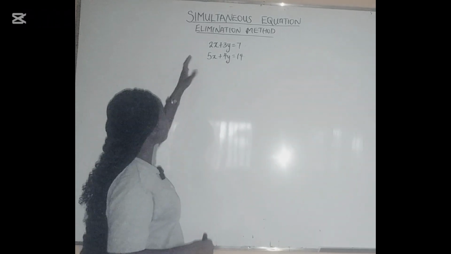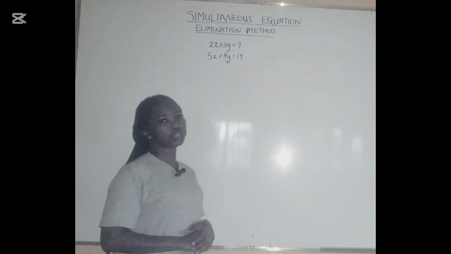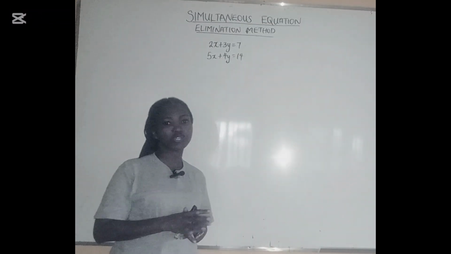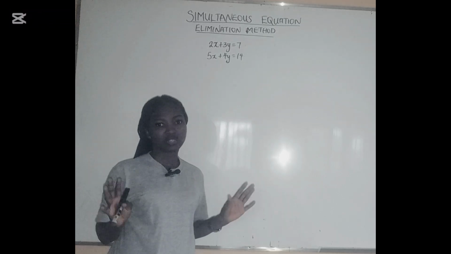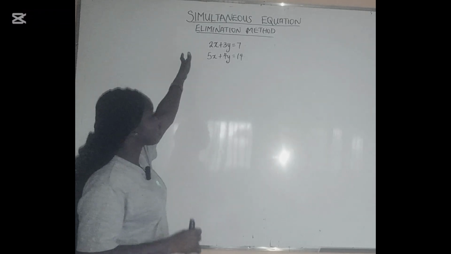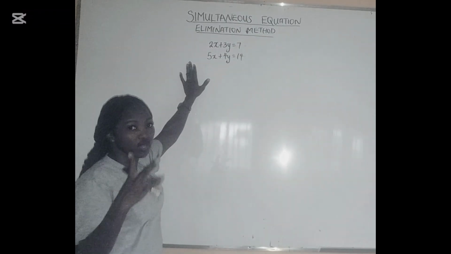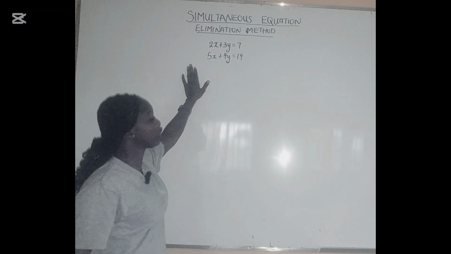Today I'm going to be talking about the simultaneous equation and I'll be using the elimination method. Simultaneous equation simply means solving two variables simultaneously, that is, solving it together. In this method, we are going to be using the elimination method. We have two methods, the substitution method and the elimination method.